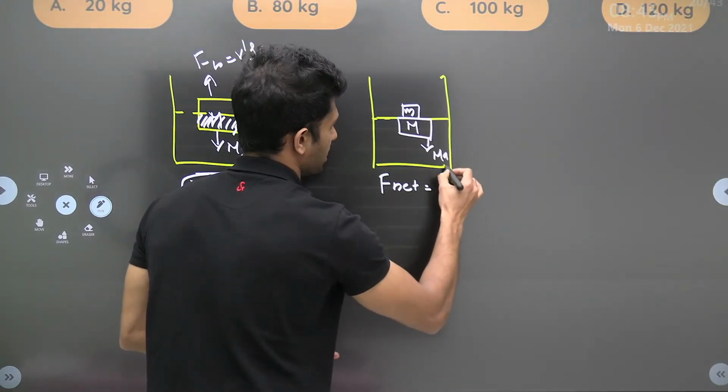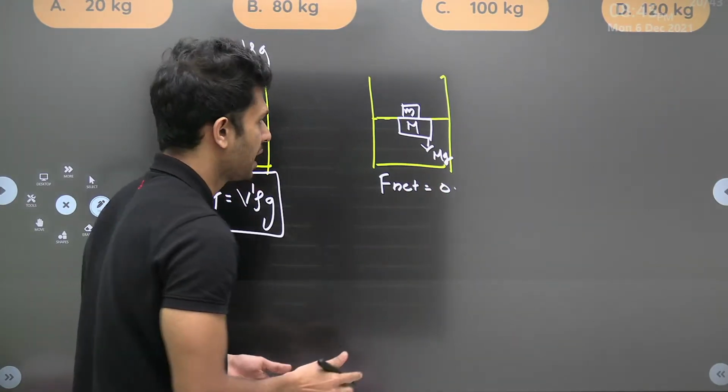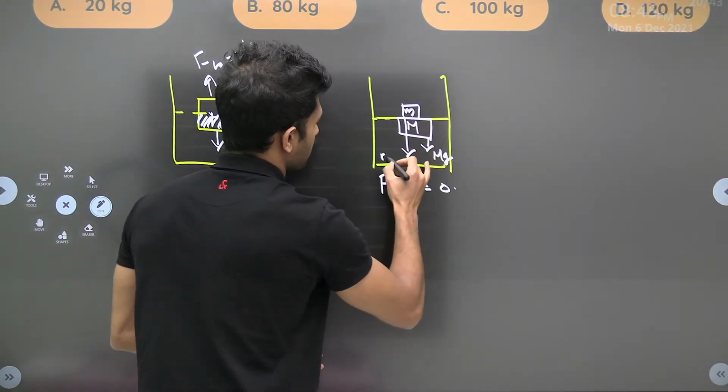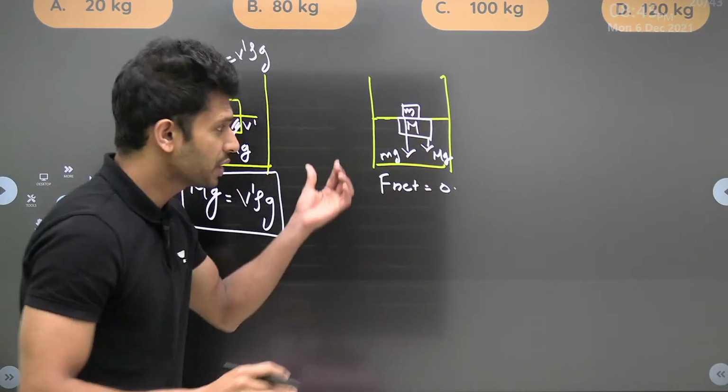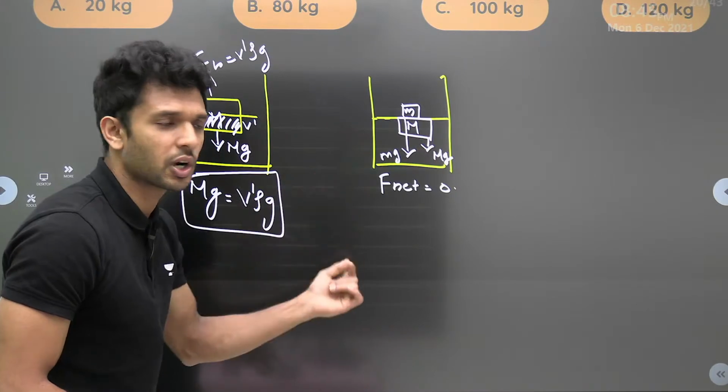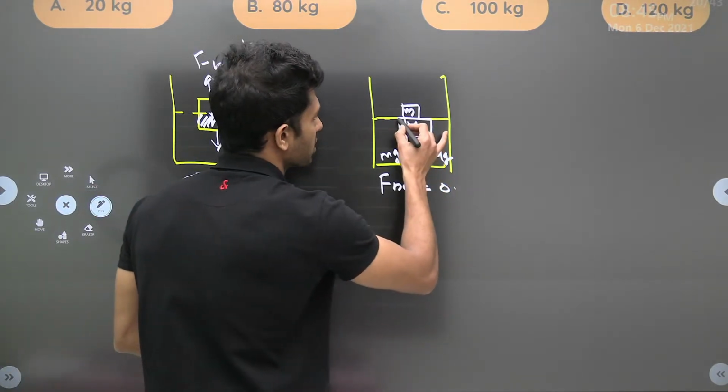One is the weight Mg, capital Mg. The other one is the weight of the extra mass that you keep, small mg. So the total weight downward is capital Mg plus small mg, which is the only upward force.